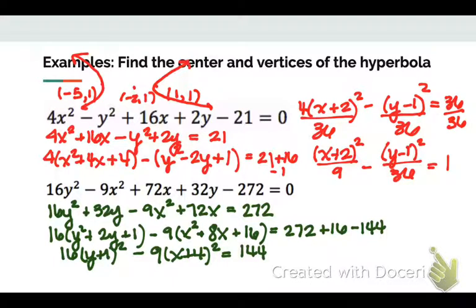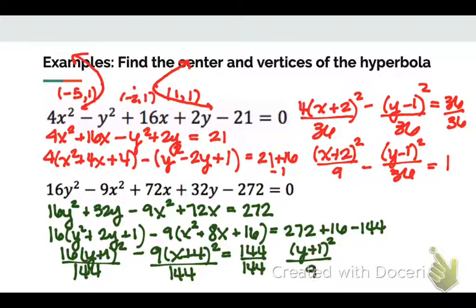Again, I need this to be equal to 1, so I have to divide by 144. All of that gets divided by 144. So our final equation is going to be (y plus 1) quantity squared over 9 minus (x plus 4) quantity squared over 16 is equal to 1. So we have a vertical hyperbola.